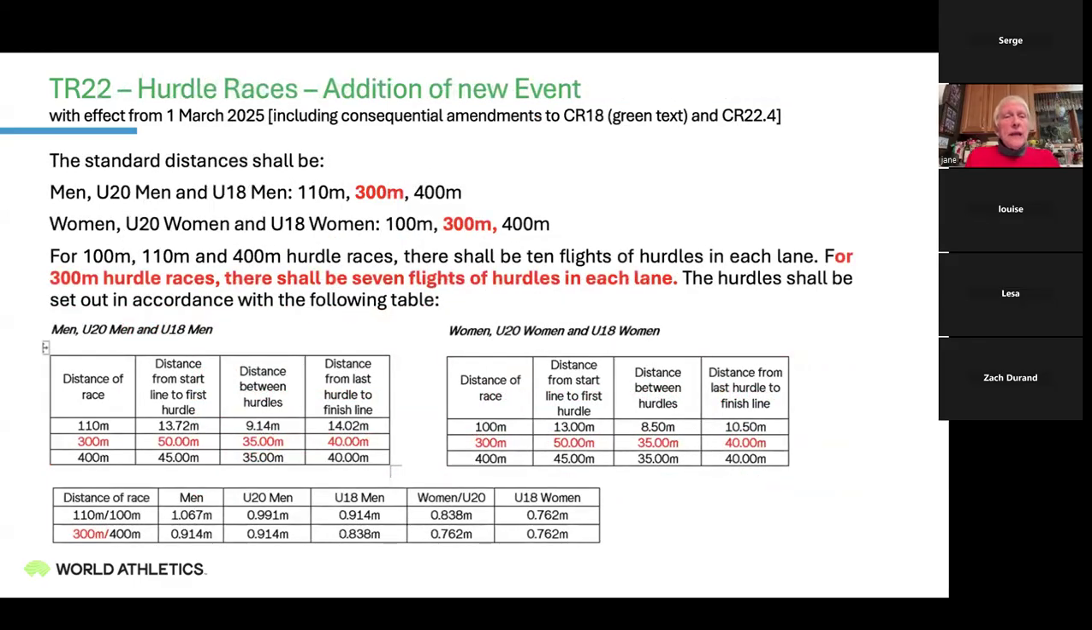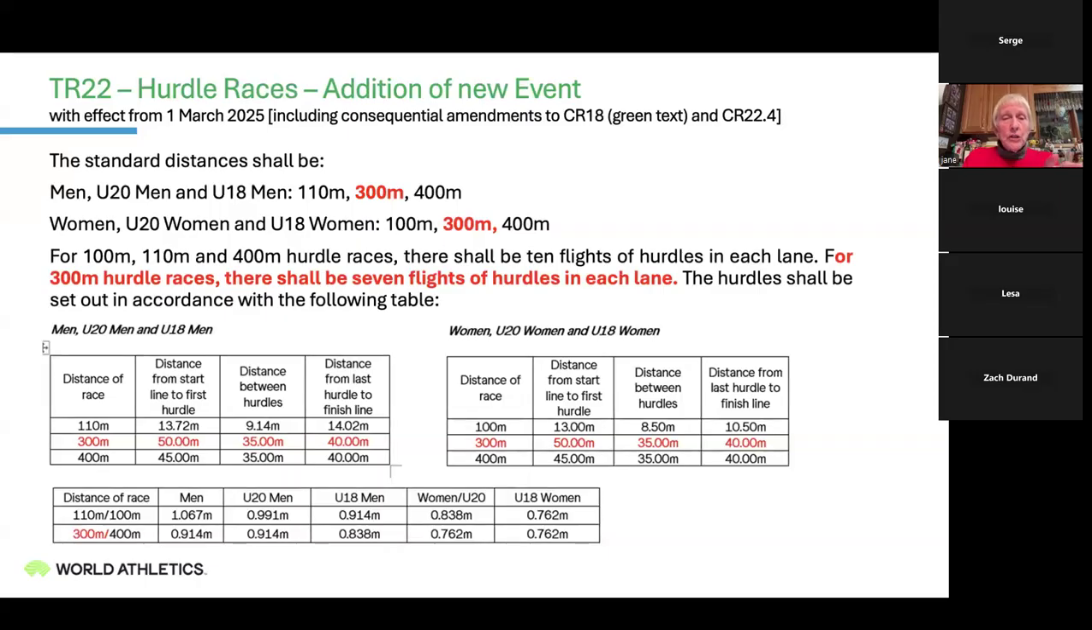No problem. The next one has to do with hurdle races. Now that the 300-meter distance is being recognized by World Athletics, we need to know the distance between hurdles and we need to know the heights of hurdles.